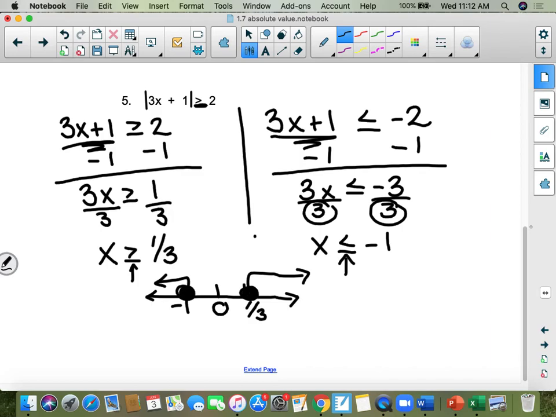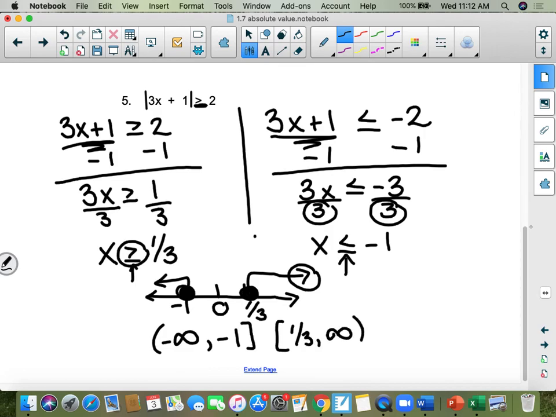I'm comparing my arrows. Look at this arrow and look at this arrow. Are they in the same direction? Then I know I'm doing it right. I know I have 2 answers because I have 2 shaded areas. One answer is a negative infinity to a negative 1 with a bracket, and the other one is 1/3 to infinity. And that's all the notes for 1.7.